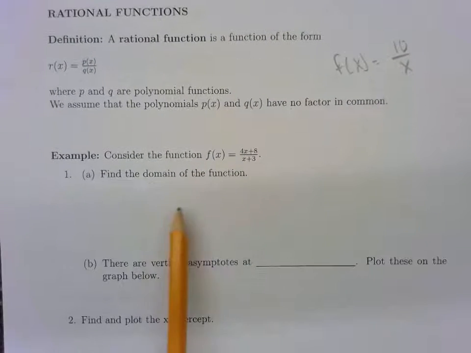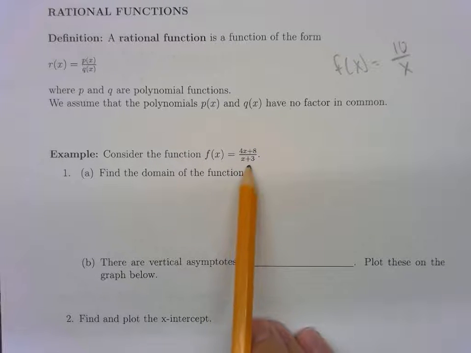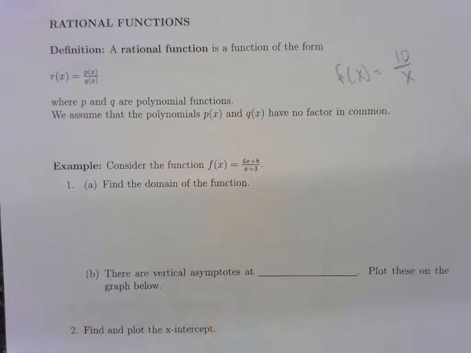It says consider the function f of x equals 4x plus 8 over x plus 3. That x plus 3 in the denominator makes it a rational function. 1a, it says find the domain of the function. So we know how to do this. Remember, when we find domains, we're looking for two things: fractions or even roots. Well, we have a fraction, so we know in fractions the denominator can't be 0.